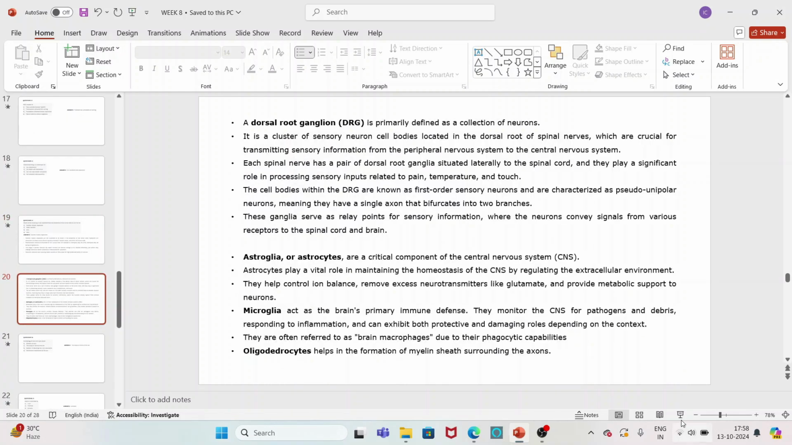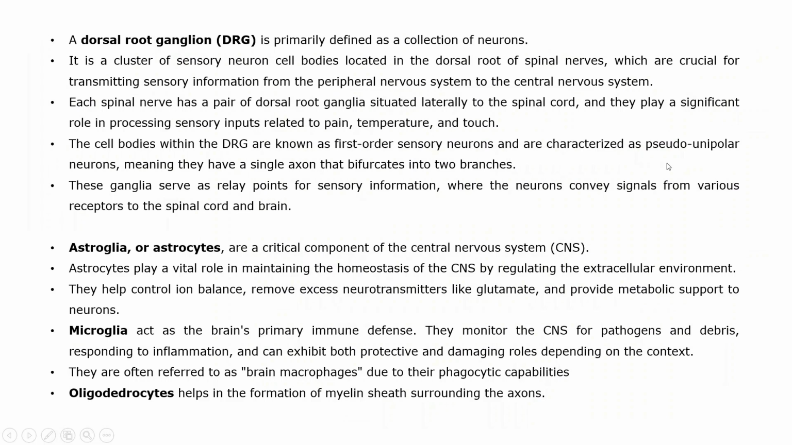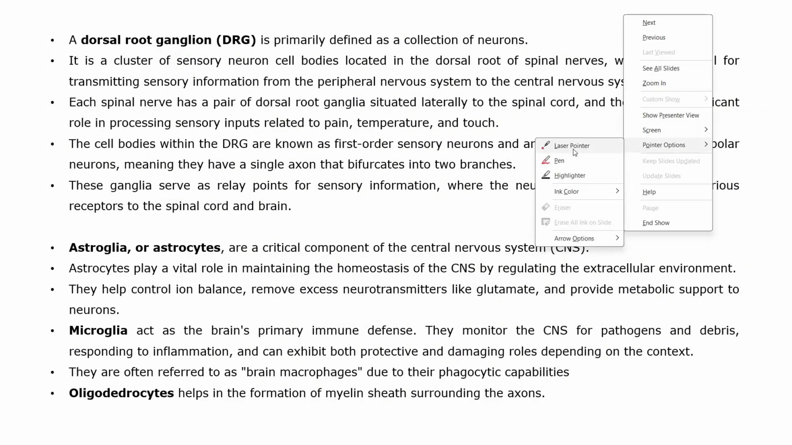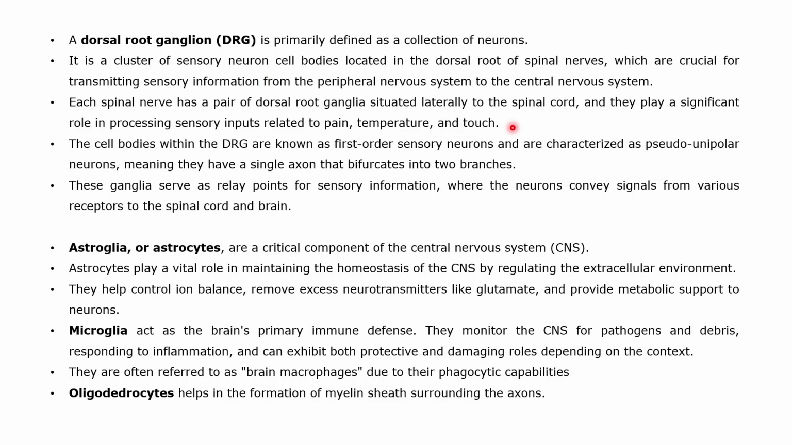I will just repeat this. It is located at the spinal nerve and is part of the peripheral nervous system. It is sensory in nature, as was said, and it consists of pseudo-unipolar neurons. If you look into different types of neurons, they can be unipolar, bipolar, as well as multipolar. And one other term is pseudo-unipolar.